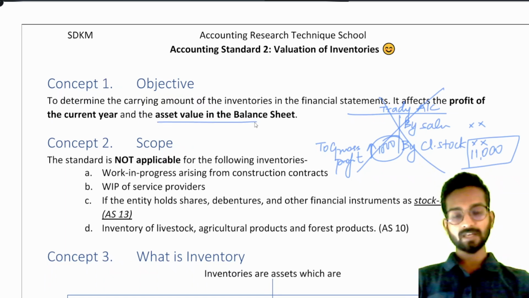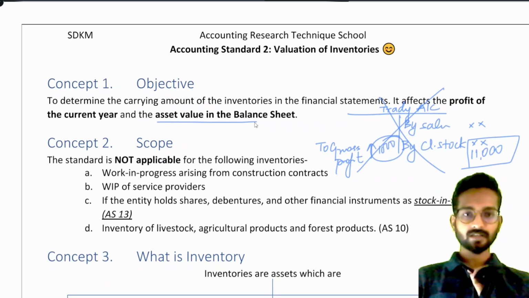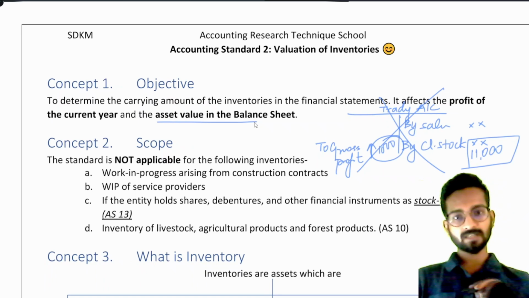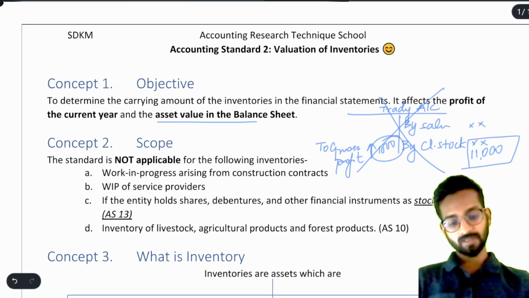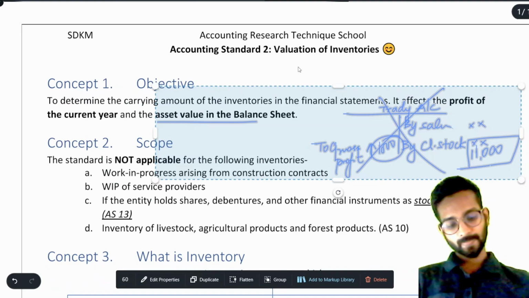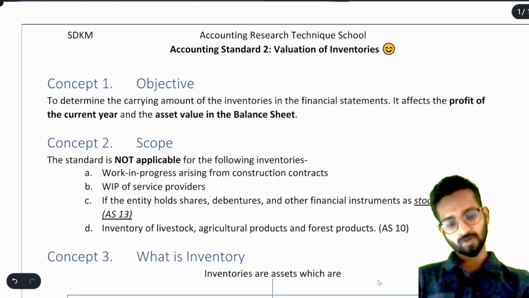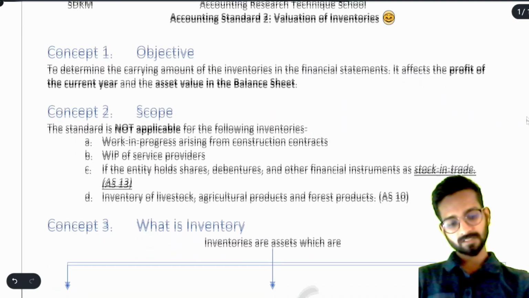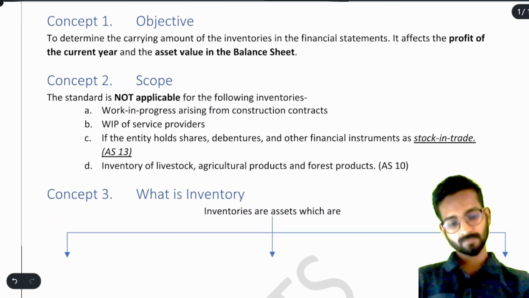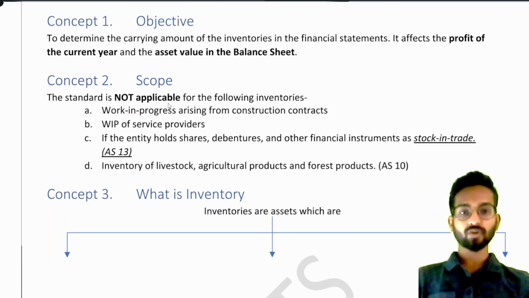And asset value in the balance sheet, because we know where we write inventories? We write inventory in the current assets in the balance sheet. So both of these can be affected. That's why it is very important to learn the valuation of inventories. Now, see, what is the scope of valuation of inventories? The standard is not applicable for the following inventories.